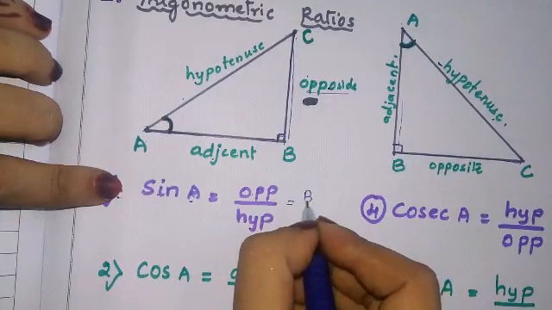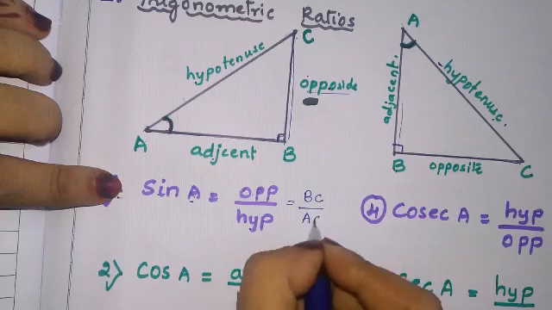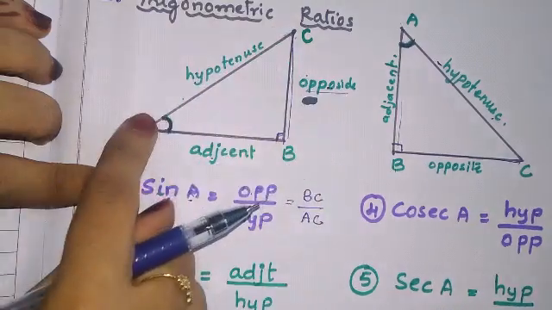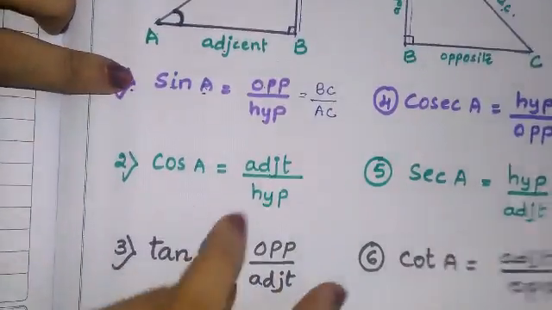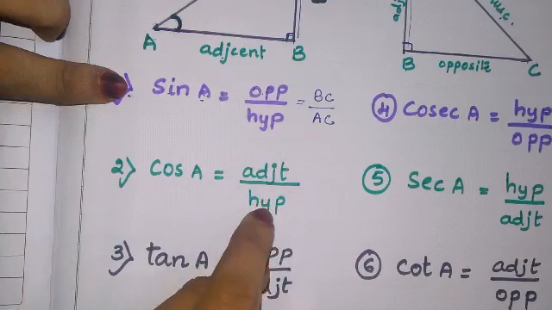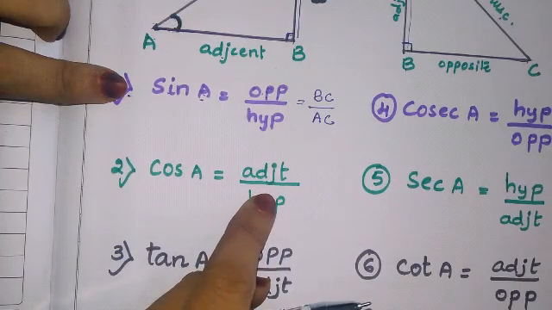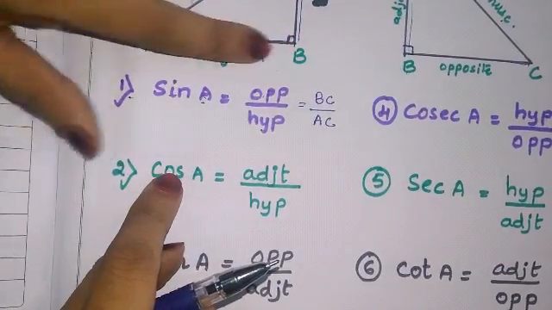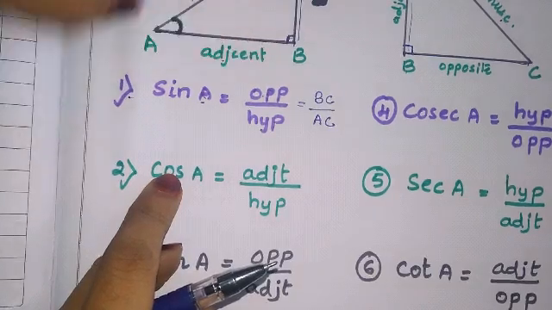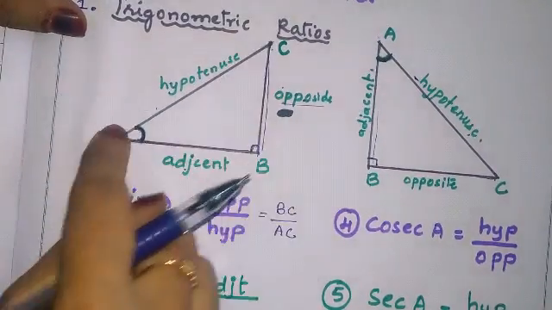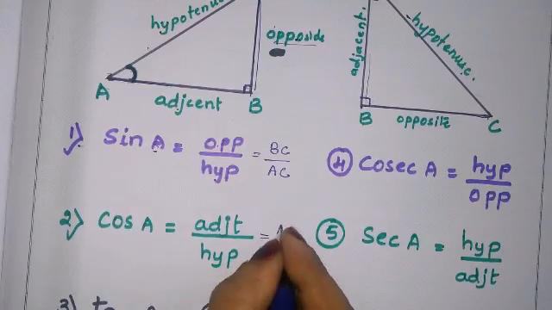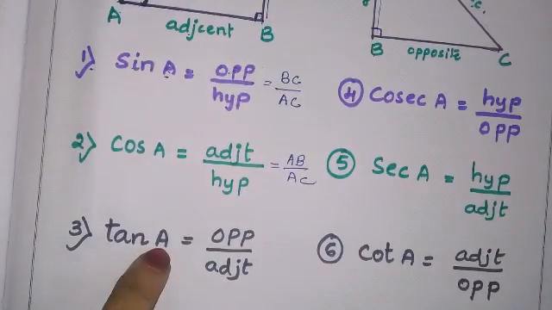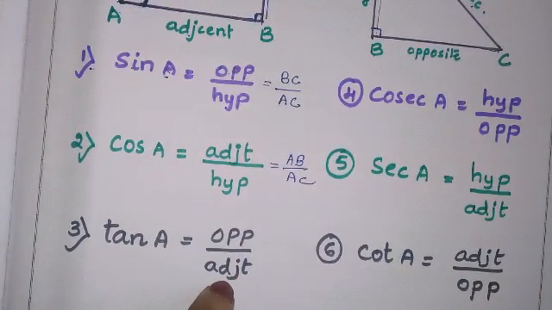BC upon AC. We can see sine is BC, opposite upon hypotenuse. Then cos A is nothing but adjacent upon hypotenuse. We should remember this always. It is like a constant only. Cos is nothing but adjacent side upon hypotenuse. Here we can see adjacent side is AB upon hypotenuse AC, AB upon AC.